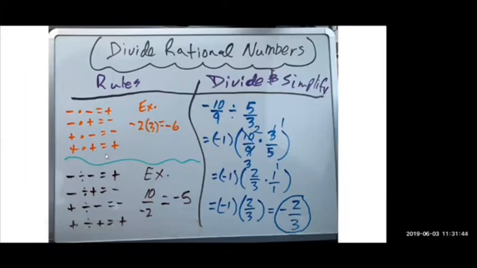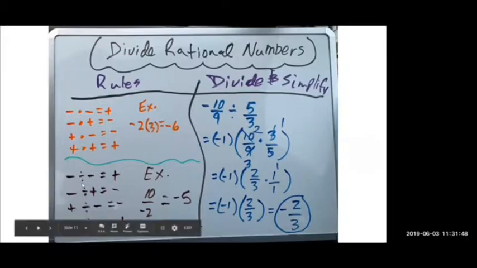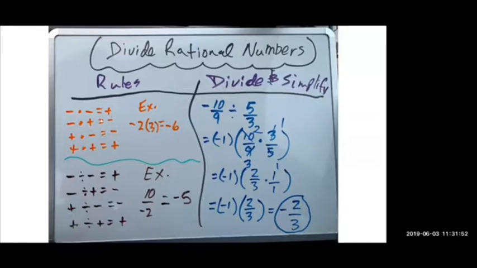The rules for multiplying integers are the same as the rules for dividing integers. So here we have a negative times a negative, which is a positive. Negative times a positive, which is a negative. A positive times a negative is a negative, and a positive times a positive is a positive. Here's an example. Negative 2 times positive 3 equals negative 6.